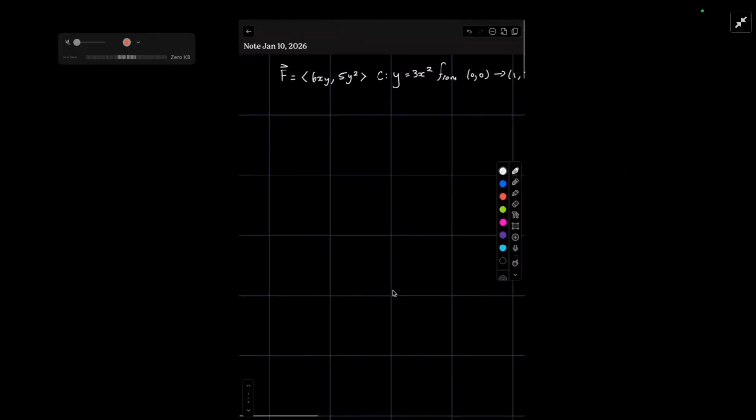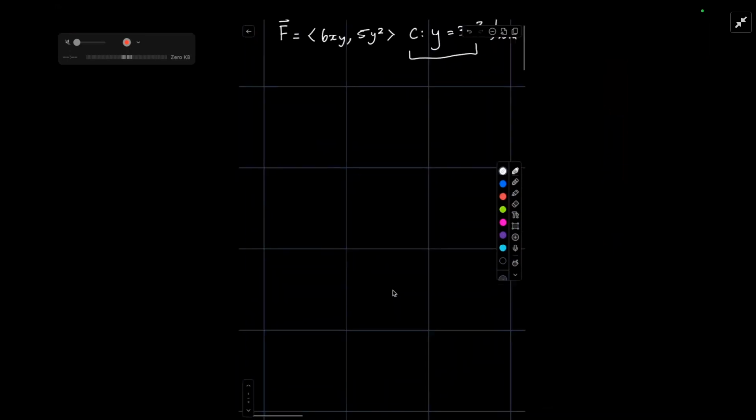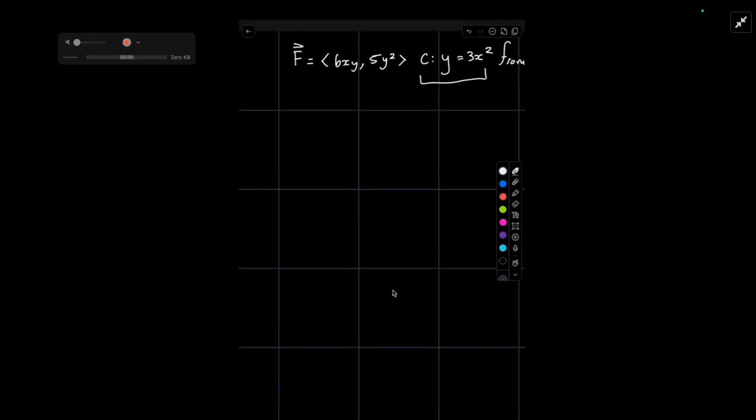Okay, so we are asked to evaluate this vector field on this path from (0, 0) to (1, 3). Part A asks us to evaluate the line integral of the vector field, and part B asks us if it is path dependent. We're going to do part B first since that's a little easier, and we can check it without using part A. For a vector field to be path independent, that means its curl has to be 0 and it's conservative. So let's check if the curl is 0.